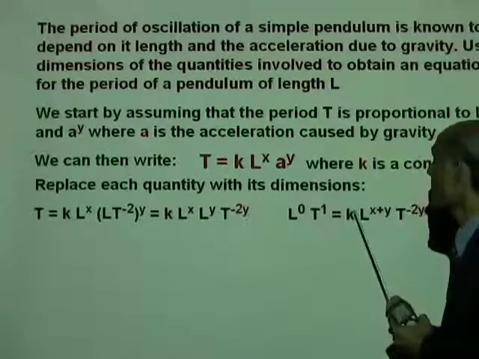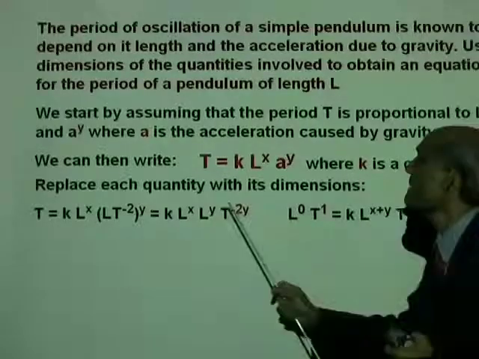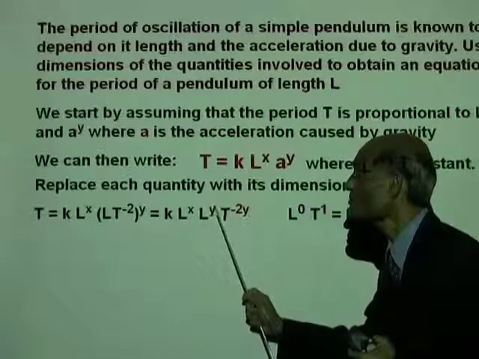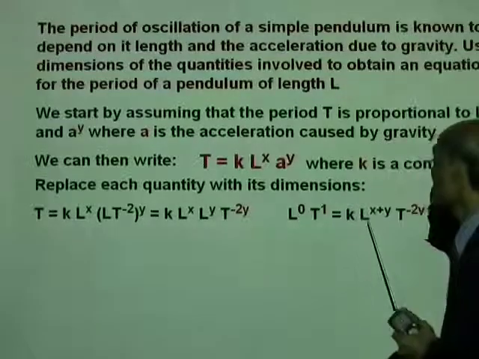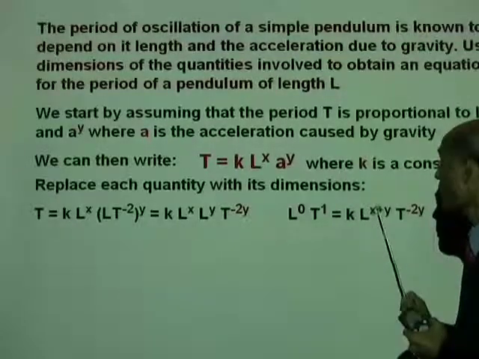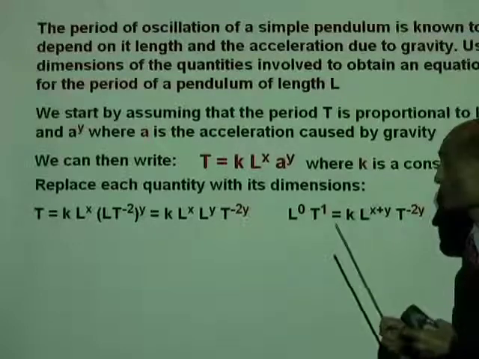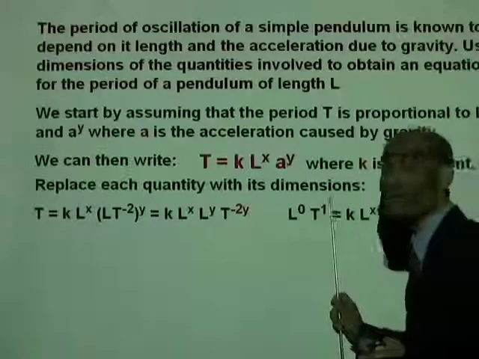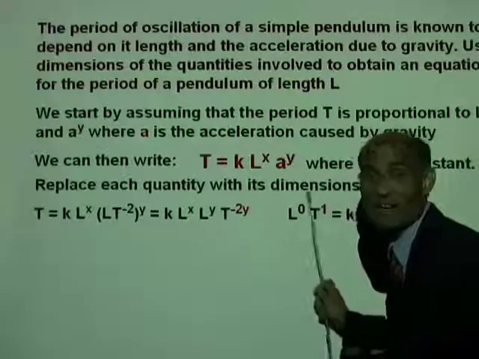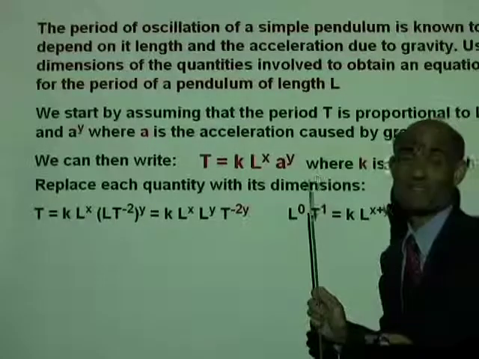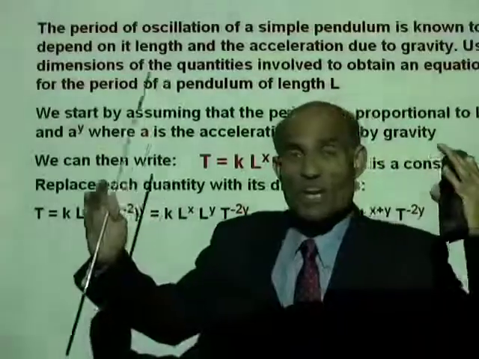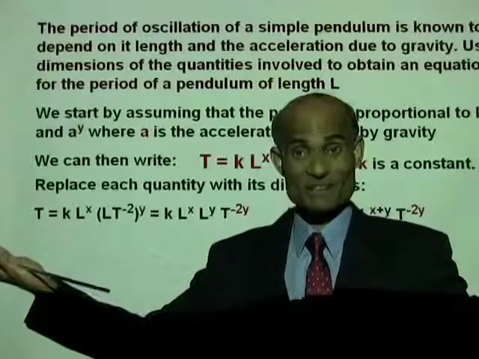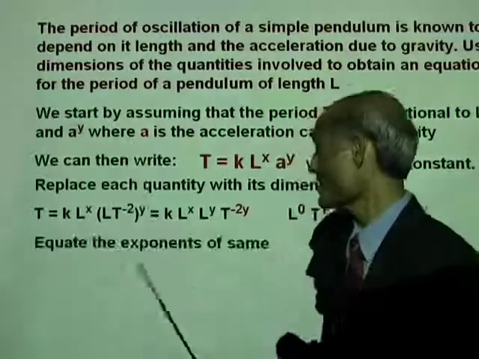T to the power of 1 equal to K, look at this, L to the power of X times L to the power of Y is L to the power of X plus Y. Okay, what do you do next? We have an equation with a left side and a right side. And everything about the left side must be equal to the right side. Is that right? That's the meaning of an equation.